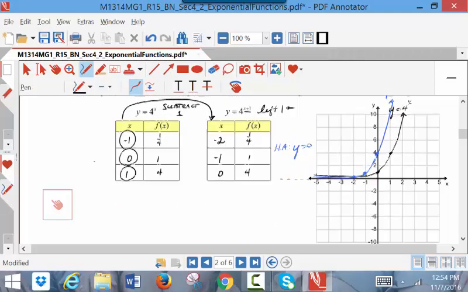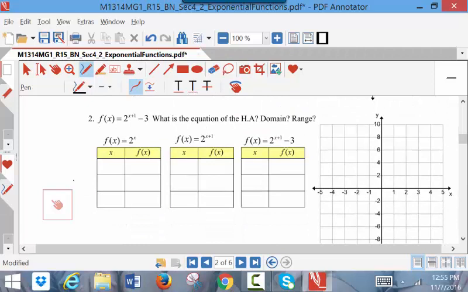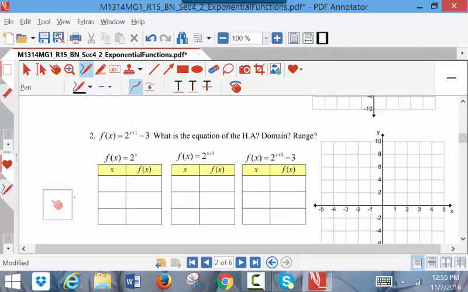Okay, let's try another one. Here's another transformation, 2 to the x plus 1 minus 3. Right here, we know that this is going to be left 1, and then minus 3 will be down 3. This is the movement, the transformations, of the parent function, the original function y equals 2 to the x.